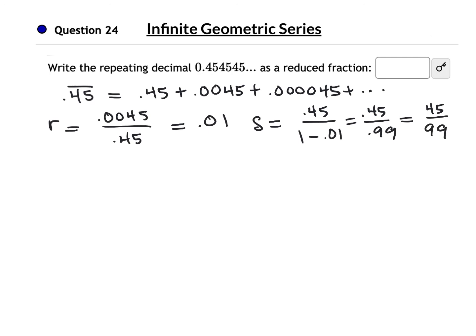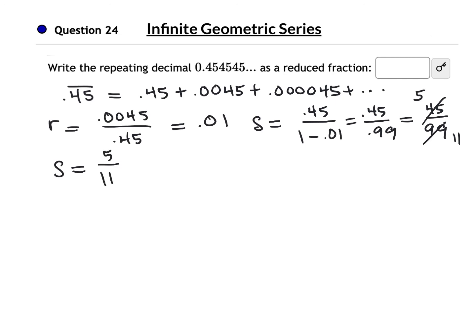I notice that both of these are divisible by 3. The rule for 3 is if you sum the digits and 3 divides the sum, 3 will divide those numbers. 4 plus 5 is 9, 3 divides into 9. 9 plus 9 is 18, 3 divides into 18. But hang on a sec. Actually, both of these are divisible by 9. The rule for 3 and 9 is the same. If you add them and 9 divides the sum, then 9 divides the number. These both divide by 9. You get 5 and 11. So the sum of our series is 5 over 11.